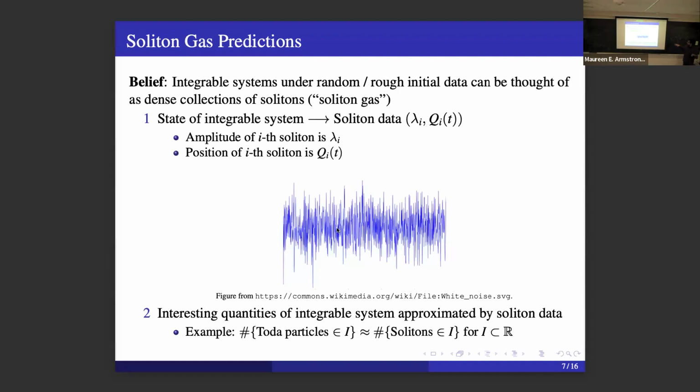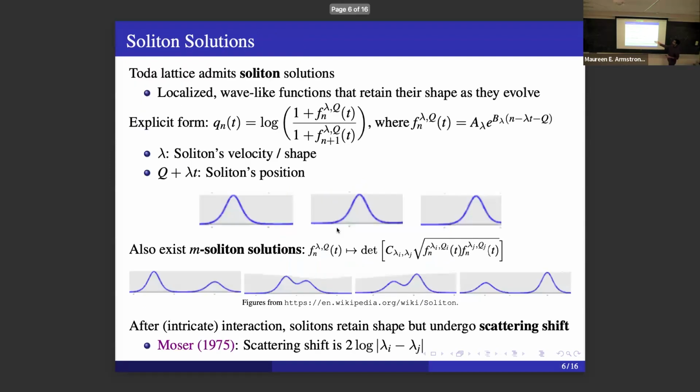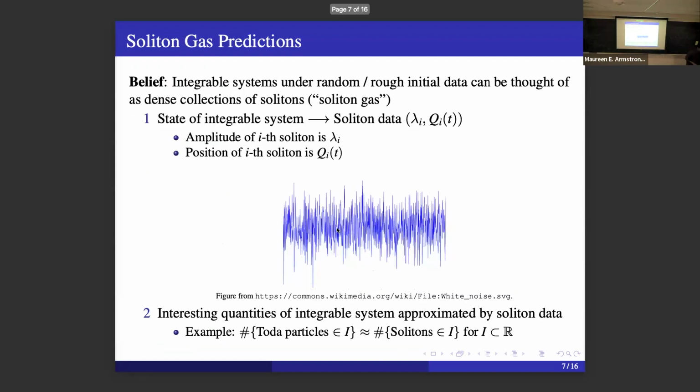They separate. But now what happens if I have very rough initial data? So the broad belief is that for integrable systems, and I remind you that this discussion was for explicit solutions, if I take an integrable system with generic rough or random initial data, I can think of this as a dense collection of solitons. This is somewhat imprecise, and my goal in this talk will really be to make this precise.